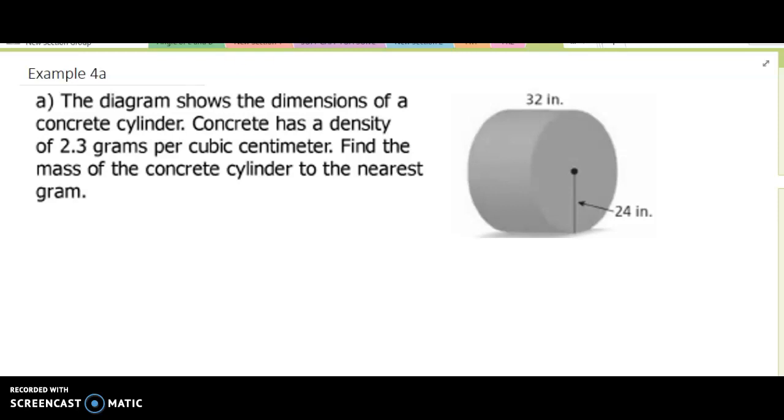So using that as your example, I want you to go ahead and try to do this one on your own. And here we're trying to find the mass of the concrete to the nearest gram. Okay, but I want you to know that this is in inches, this is in cubic centimeters, so just like we did before, you're going to have to change this to centimeters before you do any calculations. So go ahead and do that, and then we'll go over it.